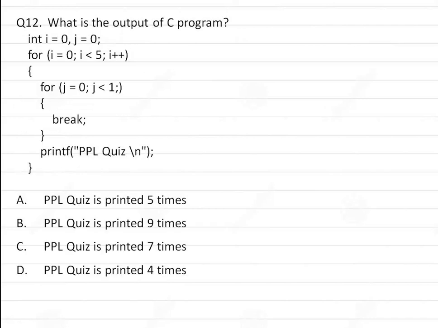Then the next question. In this question we have a nested loop. This is the outer loop and this one is the inner loop. Some of the students got confused that there is no update expression within this inner loop. But this is absolutely correct. There is no problem with this kind of loop structure.